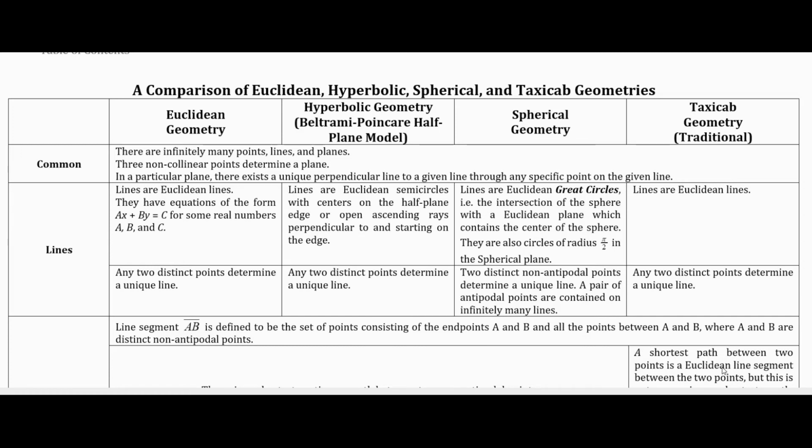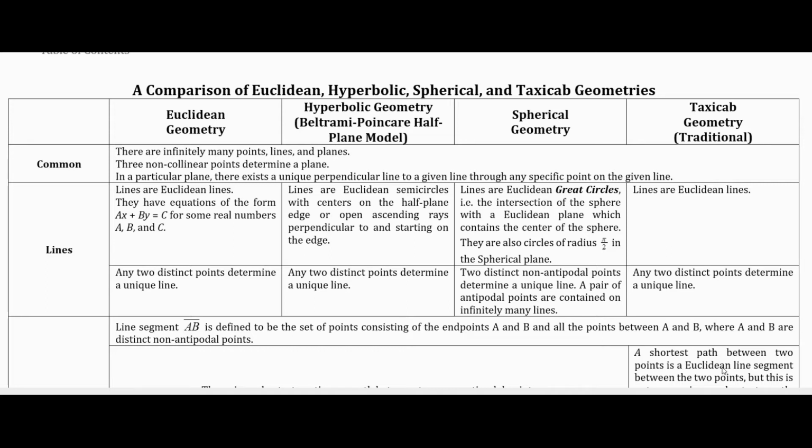In this video, we're going to be talking about comparing Euclidean, hyperbolic, spherical, and taxicab geometry, specifically the things that we've been talking about in the earlier playlist so far. So these are four basic geometries that we're going to be studying quite a bit in the rest of these playlists in this geometry section and in my college geometry course.